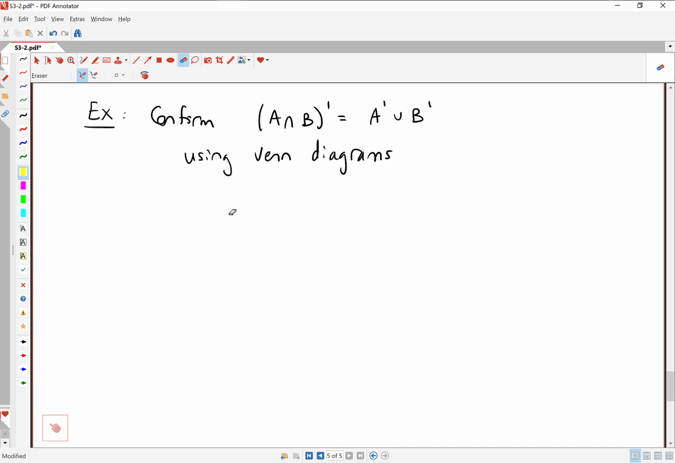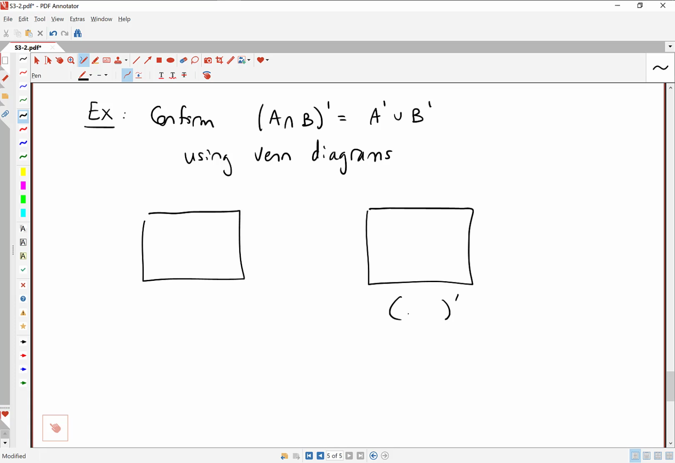So to confirm something like this using Venn diagrams, what we're aiming to do is draw a Venn diagram for the left side and also draw a separate Venn diagram for the right side and just confirm that those two Venn diagrams are equal. It might take a couple of steps to get those two diagrams done. So let's say our goal is to draw a Venn diagram for the complement of A intersect B. Along the way, we might want to do A intersect B first and then draw the Venn diagram for the complement second. So let's do that, and that will give us the left side of the equation.